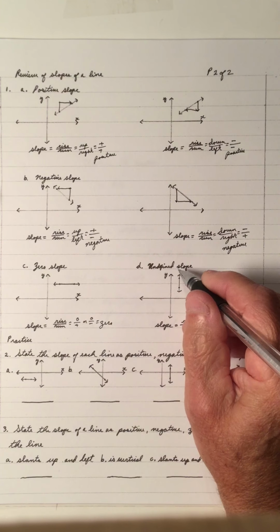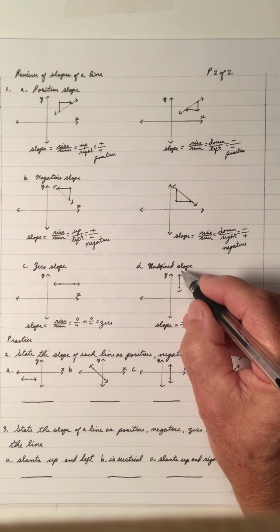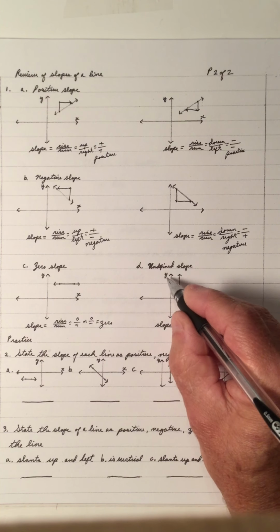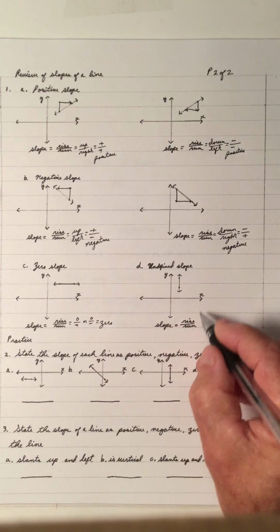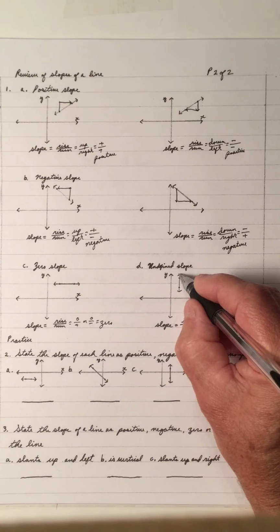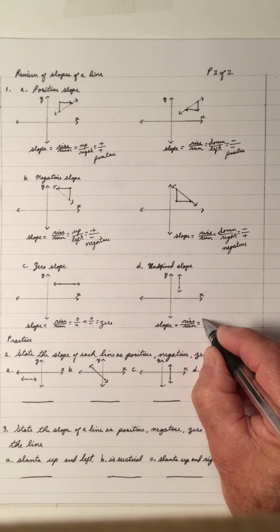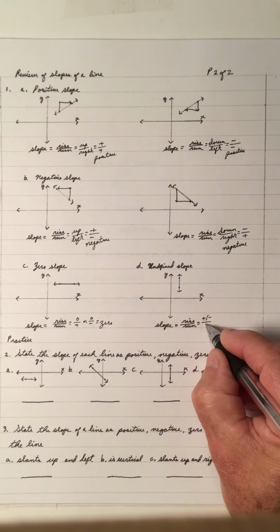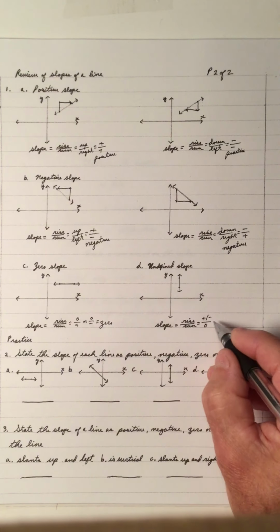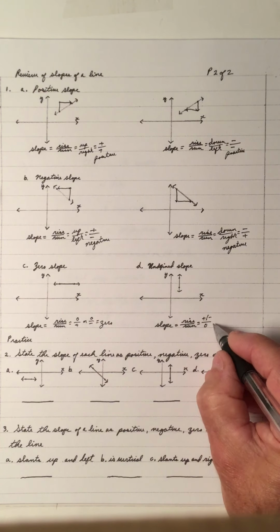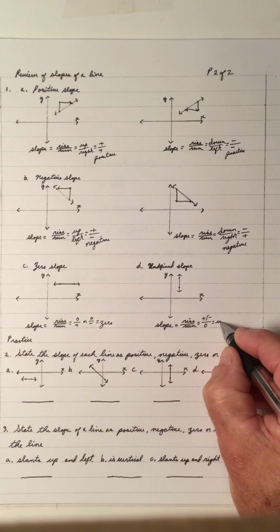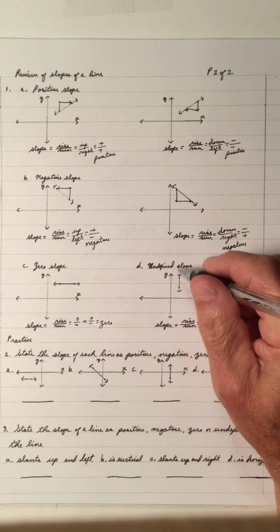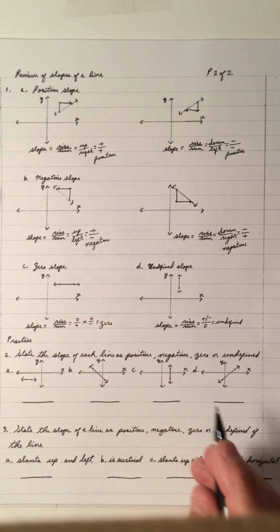The other line that we have, with an undefined slope, is a vertical line. A vertical line goes up and down, parallel to the y-axis or perpendicular to the x-axis. On the vertical line, there's a rise that can be a plus or a minus, but the run on this line is no run; the run is zero. That means your slope is undefined. So for a vertical line, you have an undefined slope. Horizontal line, you have a zero slope.